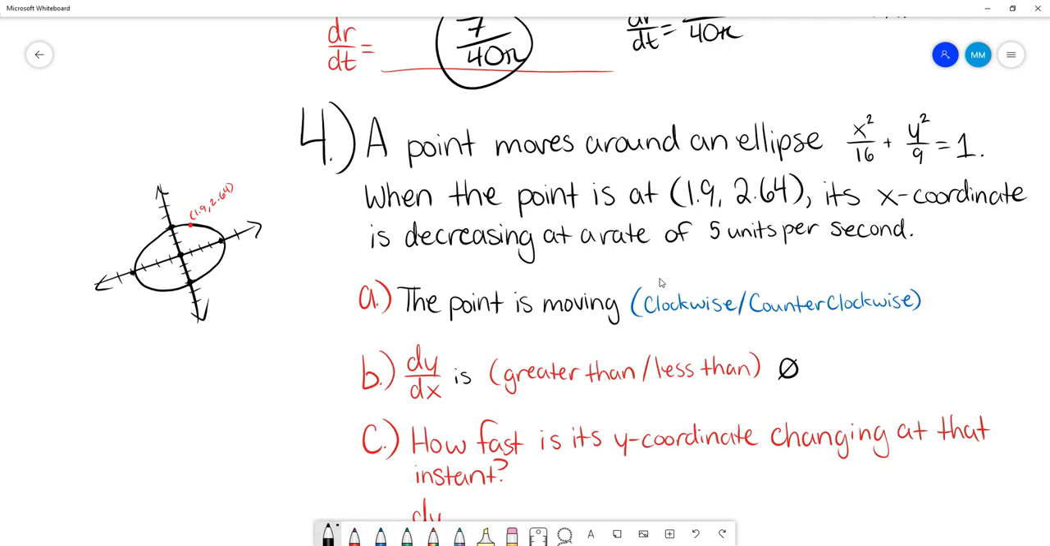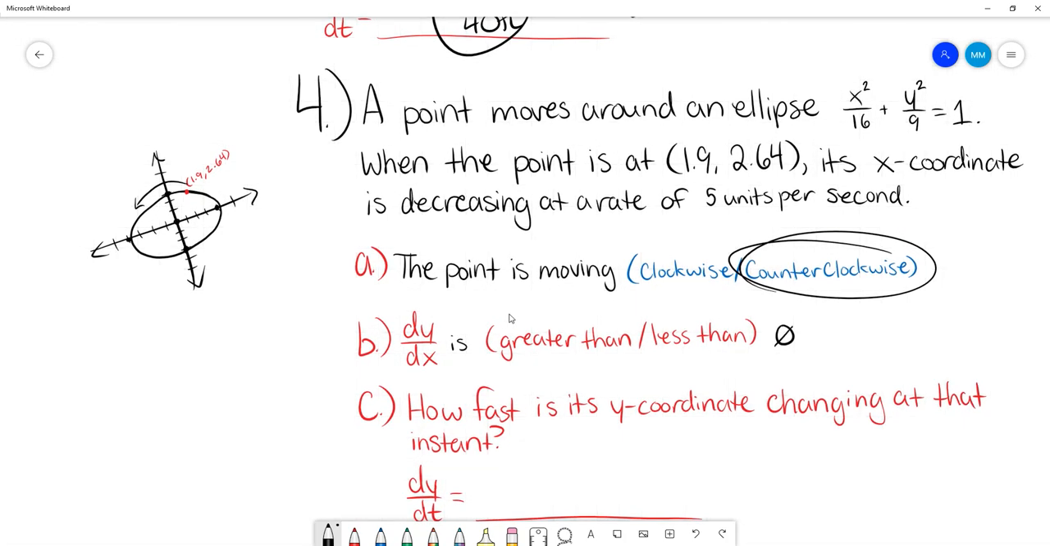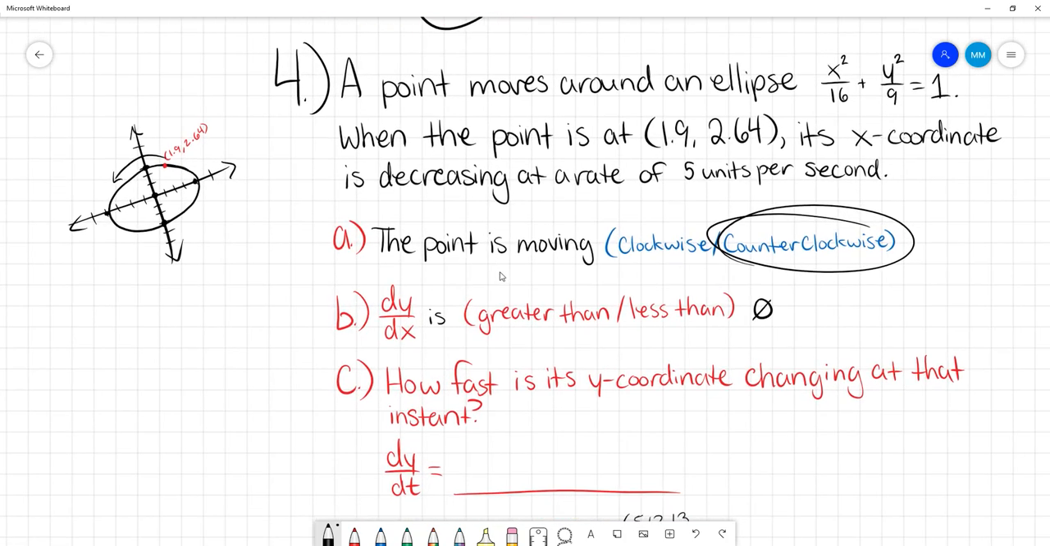Okay, so at that point, the x-coordinate is decreasing at a rate of 5 units per second, meaning that the x-coordinate is going that way. It's going into the negatives because it's decreasing. So it's moving leftward. In this case, that tells us that it's moving this way along our ellipse, which shows us it's going counterclockwise in this case. Which is why I think that the picture helps.